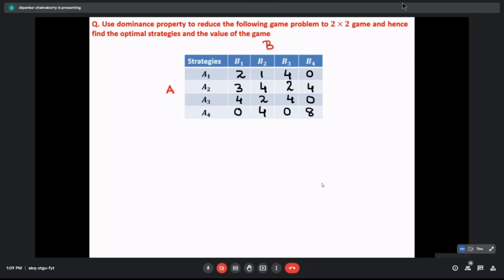Yeah, here is the pair of matrix given. So now ultimately we are going to directly apply the dominance principle, right? So tell me, can you find any relation between any rows and any columns?